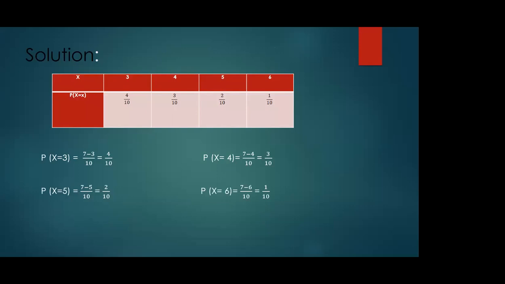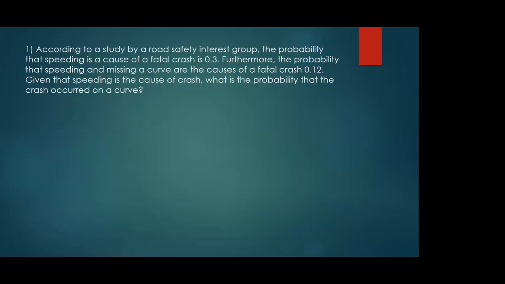Alright, so it says according to a study by a road safety interest group, the probability that speeding is a cause of a fatal crash is 0.3. Furthermore, the probability that speeding and missing a curve are the causes of a fatal crash is 0.12. Given that speeding is a cause of a crash, what is the probability that the crash occurred on a curve? So first of all, what are we dealing with? This is asking us for a conditional probability.